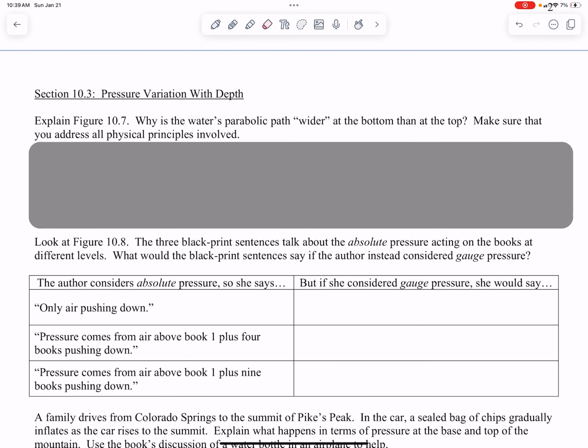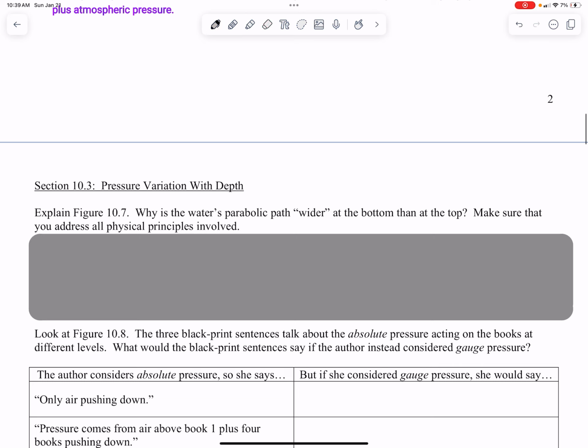Section 10.3, pressure with varying depth. Why is the water's parabolic path wider at the bottom than at the top? Okay, this is from figure 10.7. And what you saw in that figure is more or less something like this, and then a stream of water coming out of a hole made near the bottom.